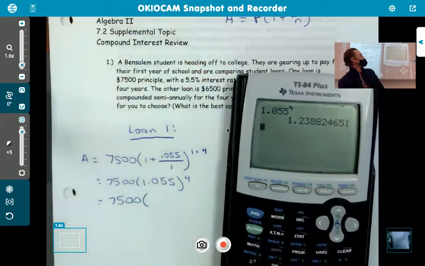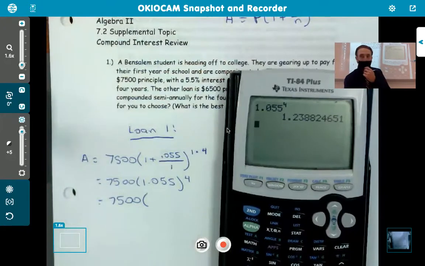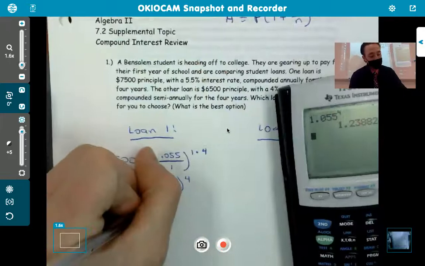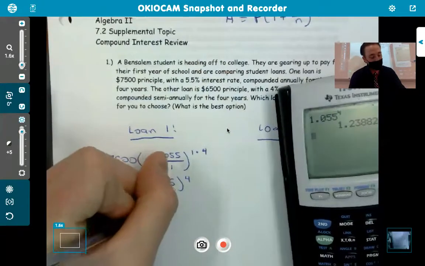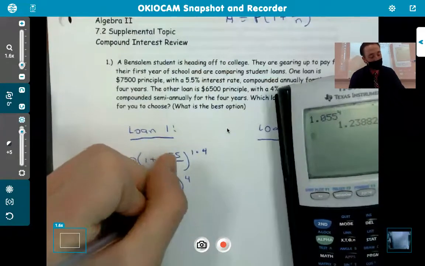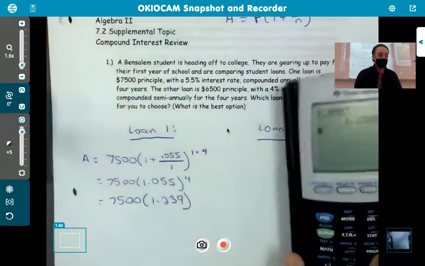Is it bad? No, I just don't wear my glasses. 1.23, not 4. I mean, not 9, right? You know what's funny is I made the same mistake last class period. 1.239. All right.